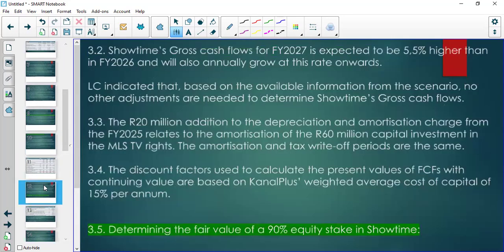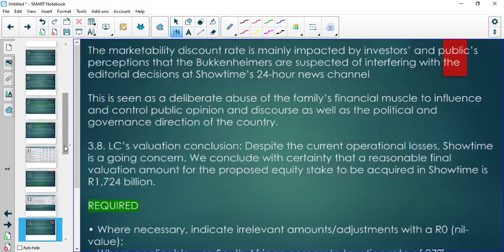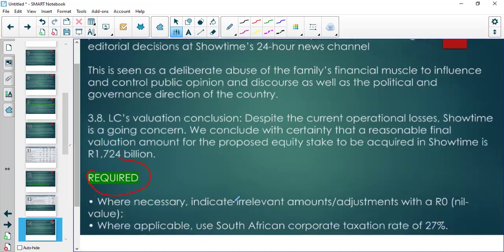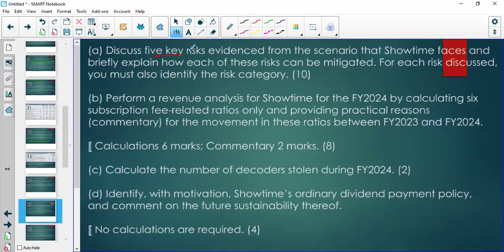So the required part will require us to discuss 5 key risks evidenced from the scenario that an entity faces, and then briefly discuss how each of these can be mitigated. For each risk discussed, you must also identify the risk category. So this is for 10 marks.